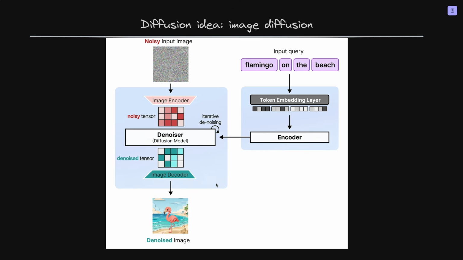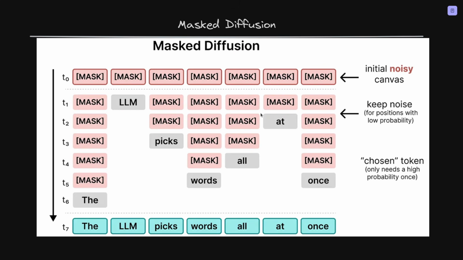Instead of corrupting pixels, we corrupt token positions. That means a correct word can be replaced by a random wrong word. Now the model's job is to find which tokens are wrong, keep the tokens that look right, and fix the tokens that do not fit. Now let's look at the top part first.